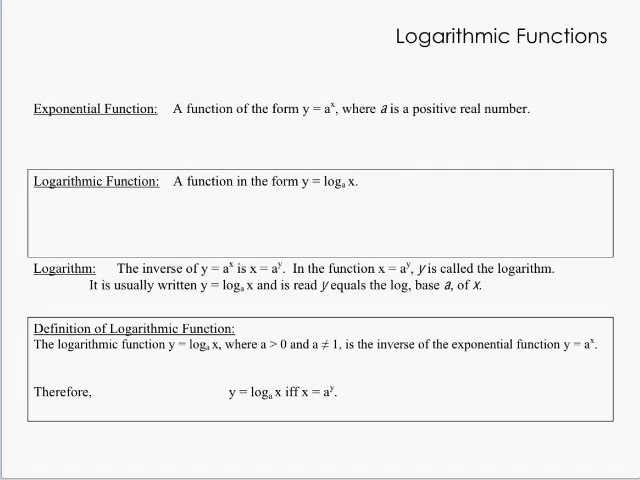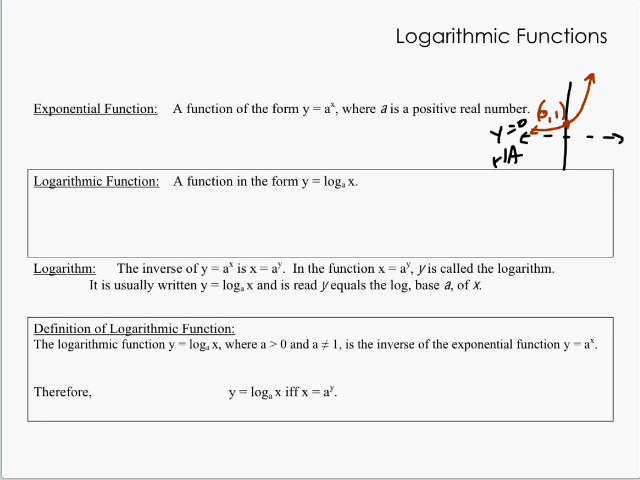If you recall what an exponential function is, it's y equals a to the x. And if one were to graph it, it has a horizontal asymptote at y equals 0. And it looks something like this, where it crosses the y-axis at 1. That's what we learned earlier in this chapter.